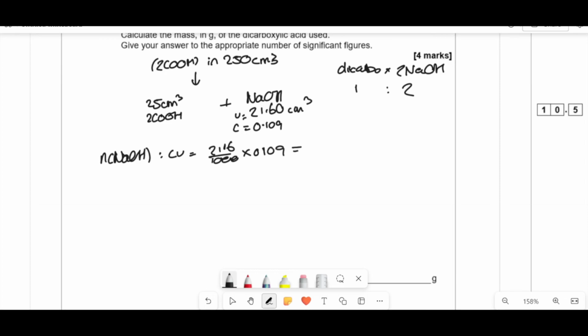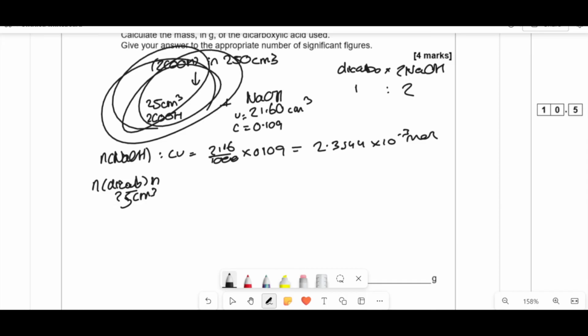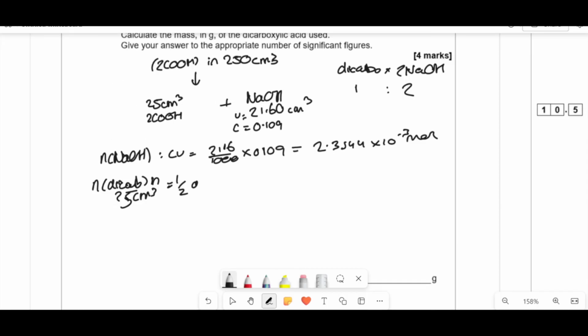If I do that, I end up getting 2.3544 times 10 to the minus 3 moles. Now I can see, because I wrote the equation down, that there's 2 to 1 here. So that means the moles of the dicarboxylic acid in 25 centimeters cubed, which is why you should do this, is going to be a half of the answer. So if we do that, it's 2.3544 times 10 to the minus 3 divided by 2, which is going to be 1.1772 times 10 to the minus 3.